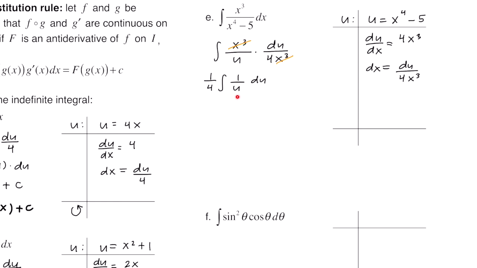The integral of 1 over u du is going to be ln absolute value of u. So now we're ready to plug u back in. So we get 1/4 ln absolute value of x to the 4th minus 5 plus c for our final answer.